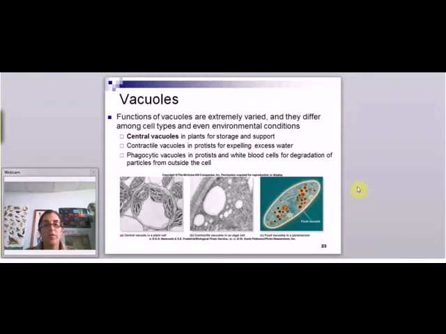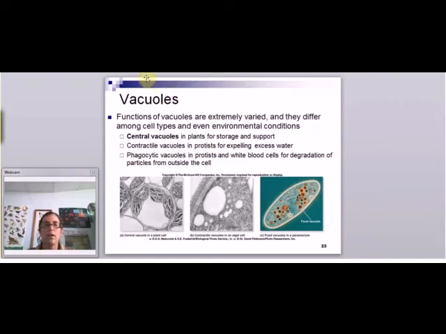You can also have food vacuoles. This is when cells engulf large particles. They'll need to bring it into the cell by wrapping it in membrane, and then the food vacuole can fuse with the lysosome, kind of like what I was just talking about before with the autophagosome. So the food vacuole will wrap around the food.